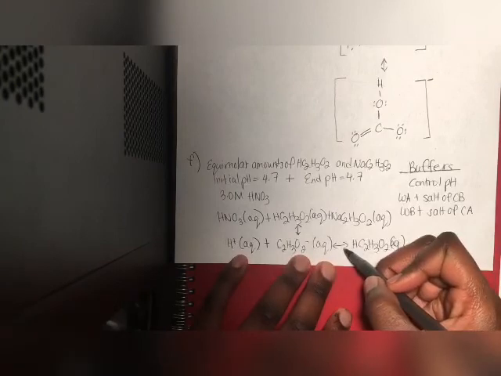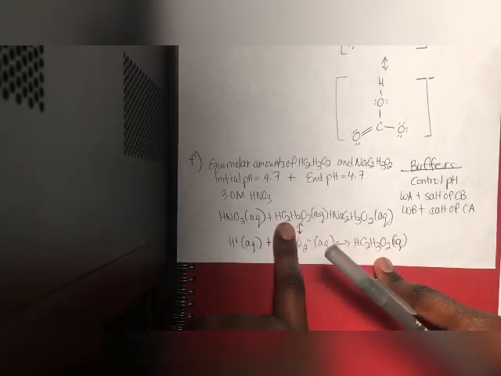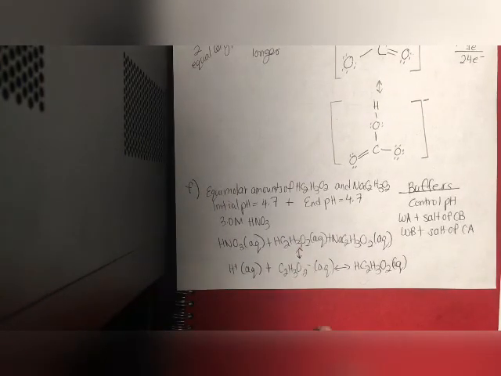Again, double arrows because we're making a weak acid and there was a weak acid involved at the beginning. So for this question, we receive 1 point for the correct equation.